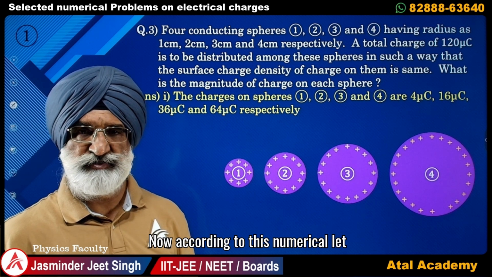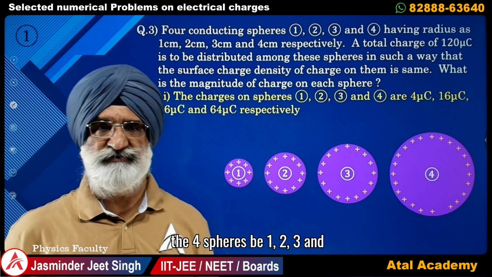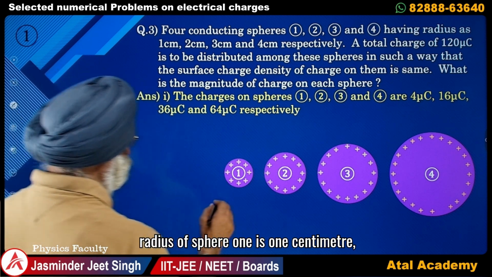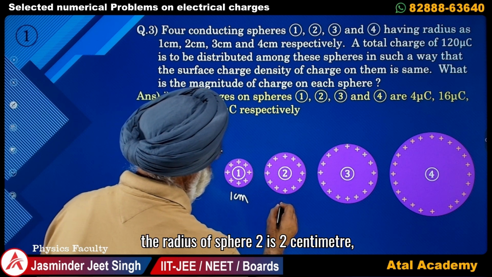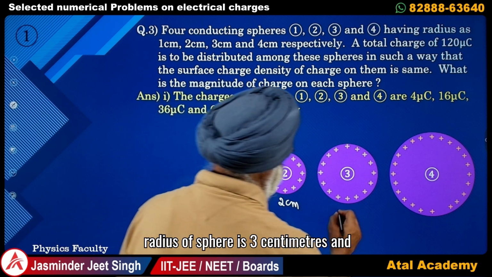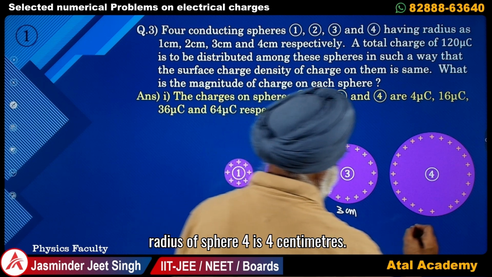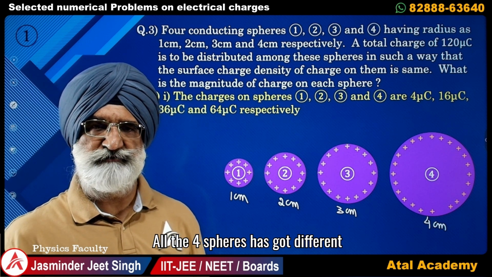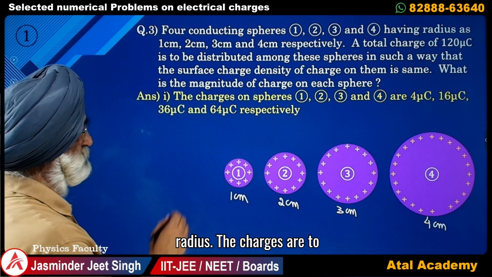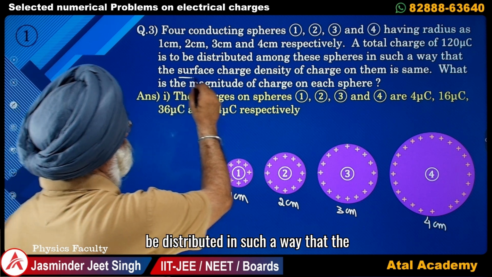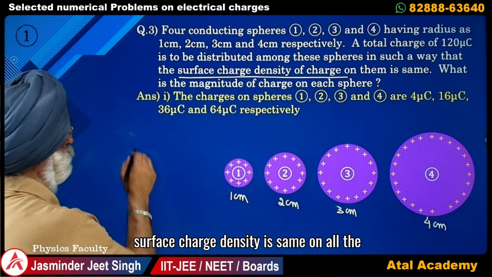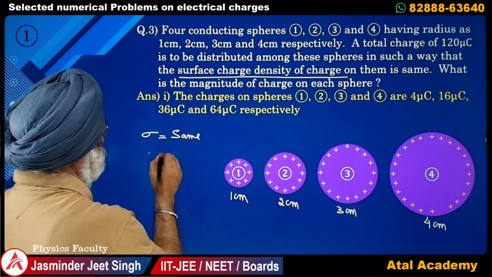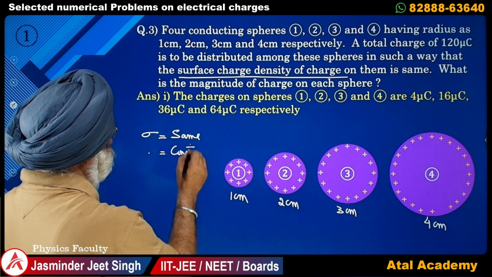Now, according to this numerical, let the 4 spheres be 1, 2, 3 and 4. They have got different radius. The radius of sphere 1 is 1 cm. The radius of sphere 2 is 2 cm. Radius of sphere 3 is 3 cm and radius of sphere 4 is 4 cm. All the 4 spheres have got different radius. The charges are to be distributed in such a way that the surface charge density is same on all the spheres. That means sigma is same in all the cases. Sigma is a constant term.